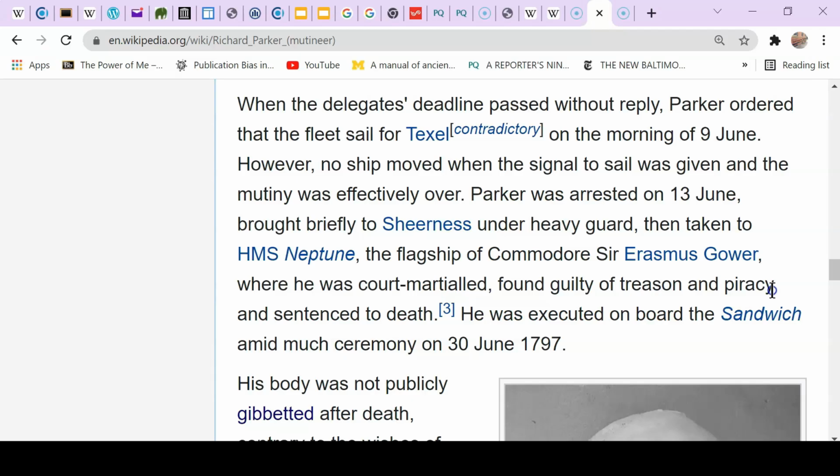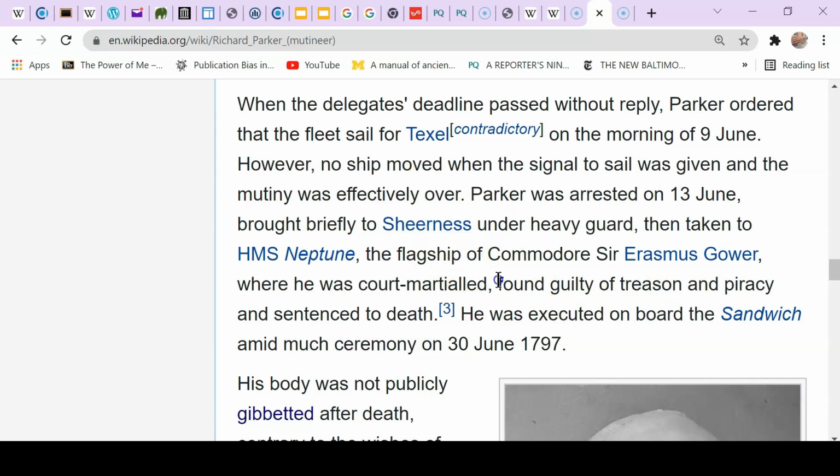Right, so he's arrested on the 13th of June, which is interesting because now you can actually make that into 3 6s, if you were so inclined. So he's brought to Sheerness to the Navy base under heavy guard, and then he's taken to the HMS Neptune, the flagship of Commodore Sir Erasmus Gower, where he was court-martialed, found guilty of treason and piracy, and sentenced to death. Now this is interesting.